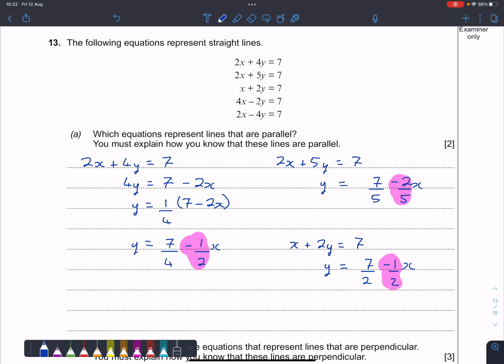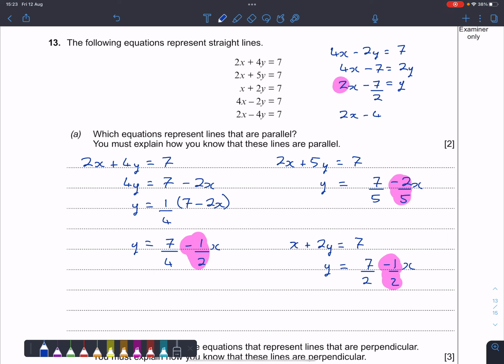I'm running out of room, so I'm just going to do them up here. So 4x minus 2y equals 7. Well, in this case, we've got negative 2y. So I'm going to start by adding 2y to both sides, so I'm going to get it on the right. And I'll take off the 7. So I get 4x minus 7. So my y is going to be, divide everything by 2, 2x minus 7 over 2, in which case the gradient is 2.